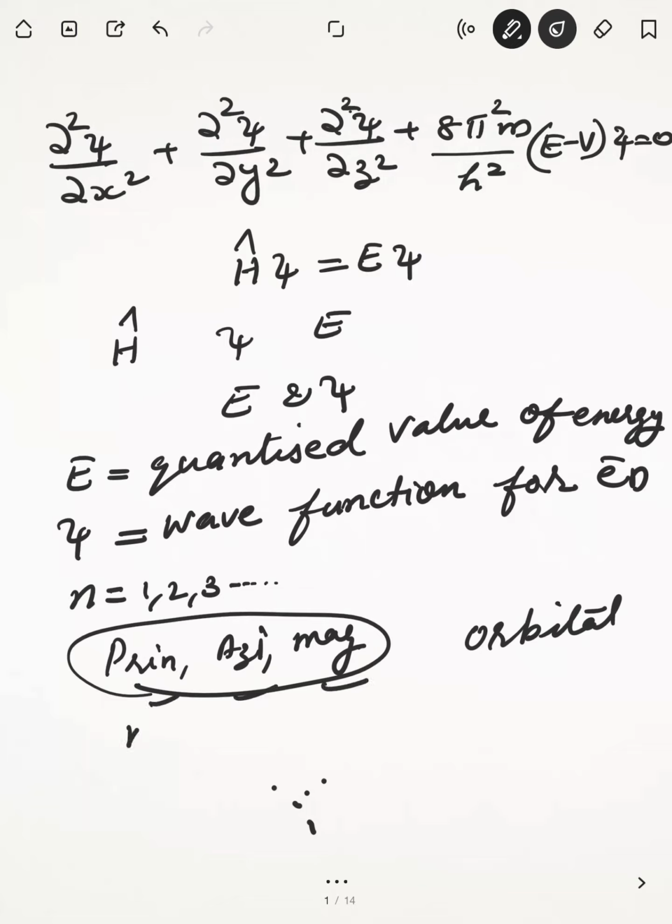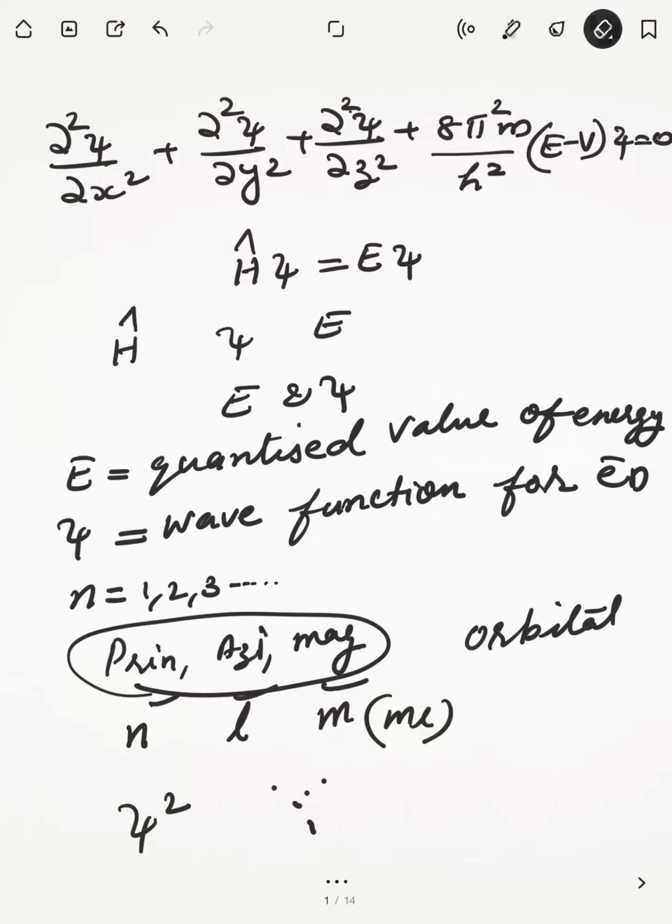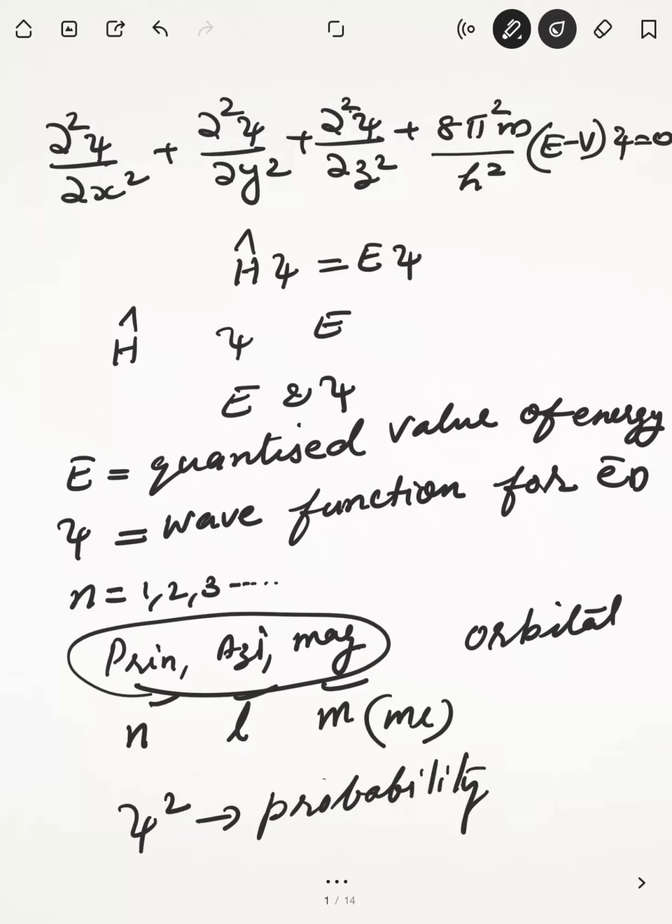Principal quantum number, which is denoted by n, that is n is equal to 1, 2, 3, etc. Azimuthal quantum number denoted by l. Magnetic quantum number m or ml. And psi has no meaning, but psi square gives the probability density. Psi square gives the probability density at any point.